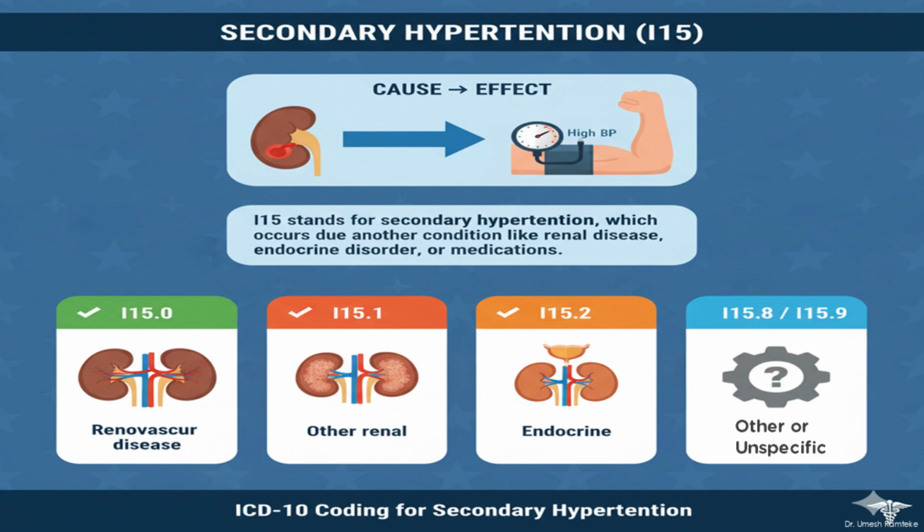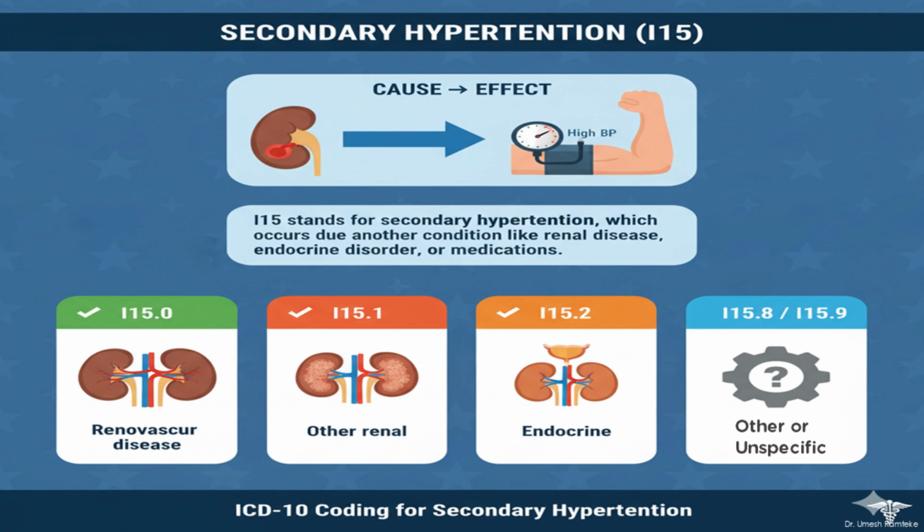Finally, I15.8 covers secondary hypertension due to other specified causes, such as medication. I15.9 is used only when the hypertension is confirmed as secondary, but the underlying cause remains unspecified. Remember, coding secondary hypertension is a two-step process. First, use the appropriate I15 code, and second, always code the underlying causative condition to provide the complete clinical picture.